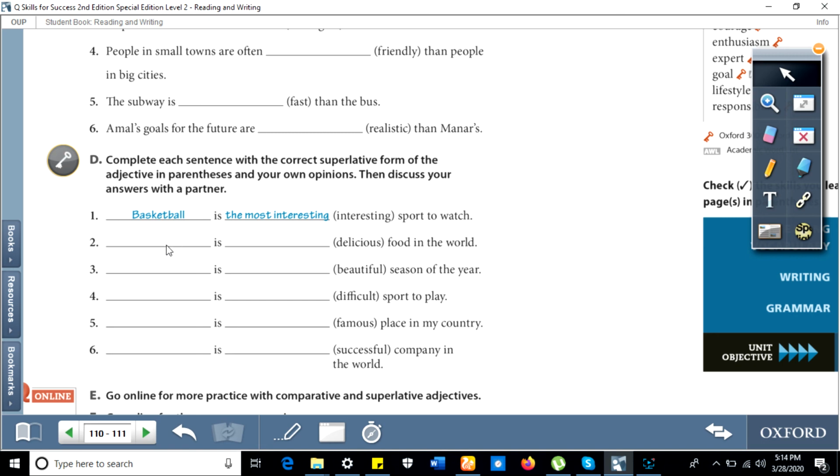Here you have to have your own idea, and then delicious. For example here, you have to put the superlative form, and here you need to use your own opinion. What is delicious? What is the most delicious food in the world? So you have to write it here.